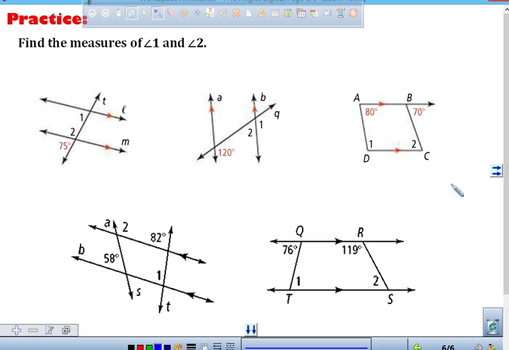Angle 1 is what with the 75-degree angle? Angle 1 and 75 degrees are what kind of angles? Corresponding. And are corresponding angles congruent? Yes, they are. So angle 1 is what? Angle 1 has to be 75. Angle 1 and angle 2 are what kind of angles? Same side interior, and same side interior angles are supplementary. What does supplementary mean? Add to 180, so that means angle 2 has to be what?